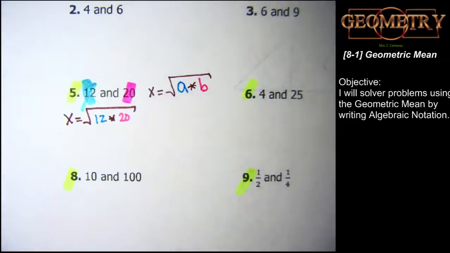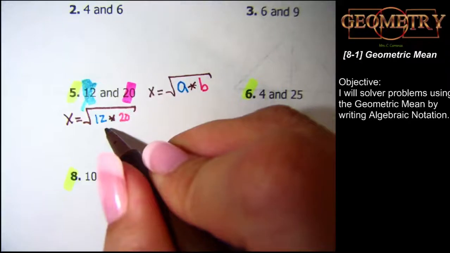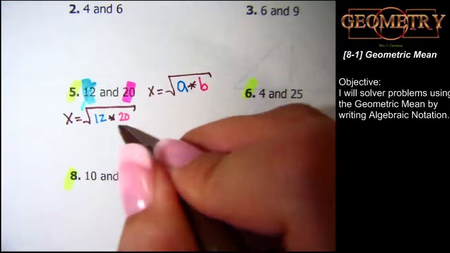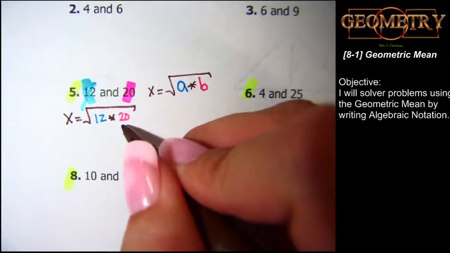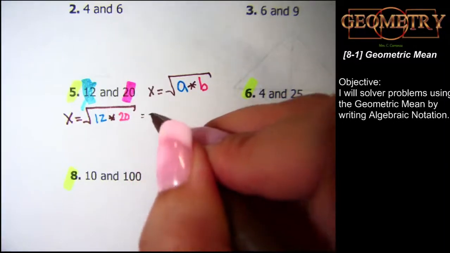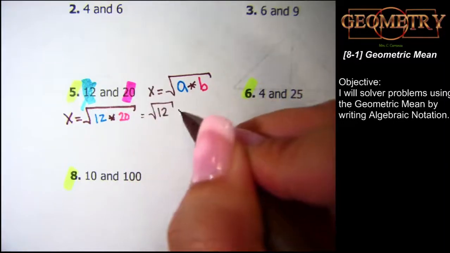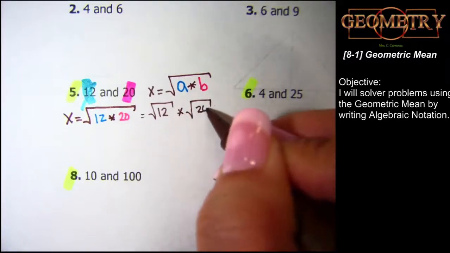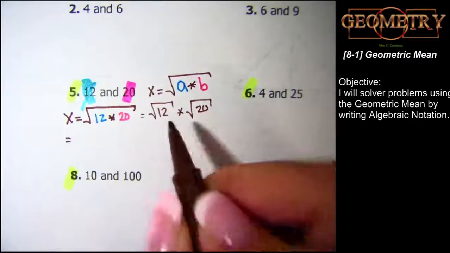Well, I could think of this as the square root of 12 times the square root of 20, which could work. Okay, let's try that. Let's think of this as the square root of 12 times the square root of 20. All right, now, the square root of 12.